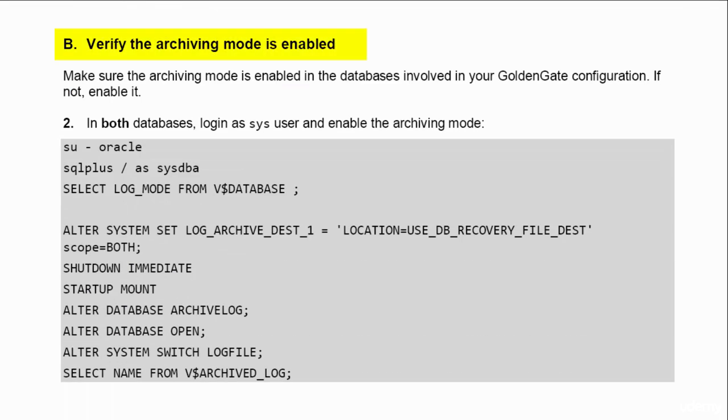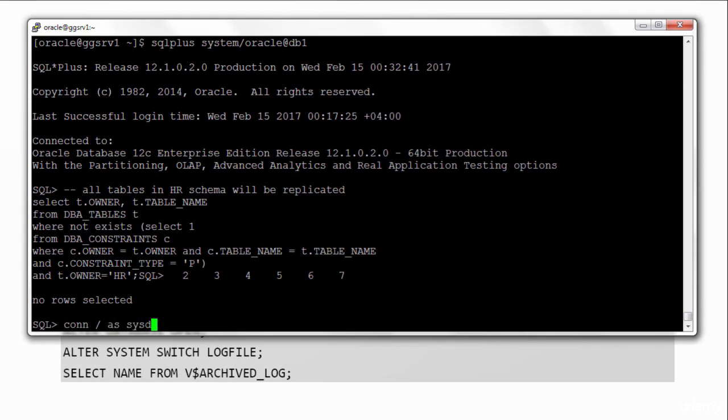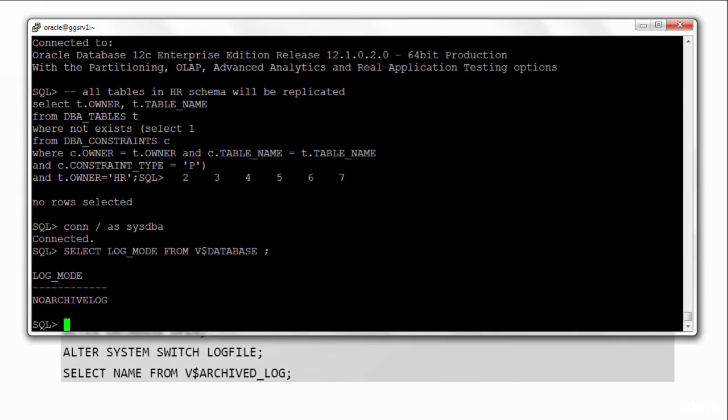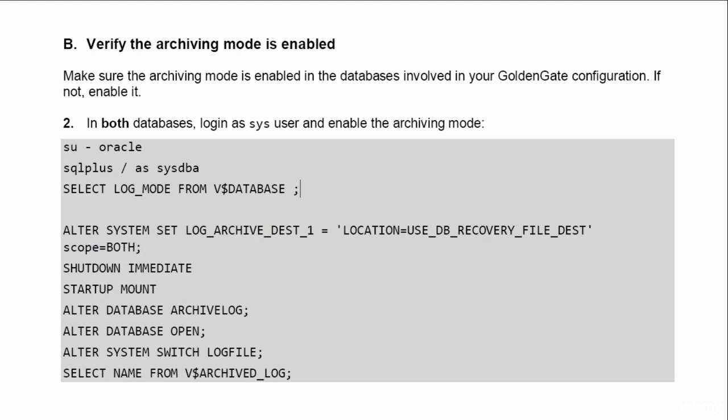Verify the archiving mode is enabled in all the databases involved in your Golden Gate configuration. As you can see, at the moment the database is running in no archive log mode, and we have to change this and make the database run in archive log mode. You need to run the commands as shown in the document to set the destination of the archived redo log files, which will be in this case the recovery file destination, and also enable the archive log mode in the database.